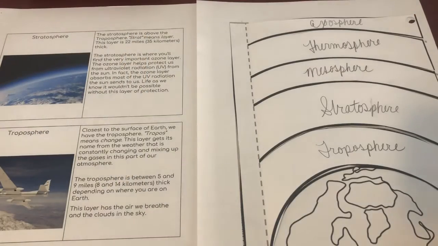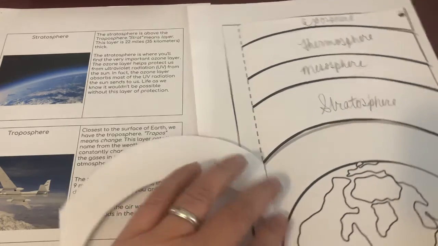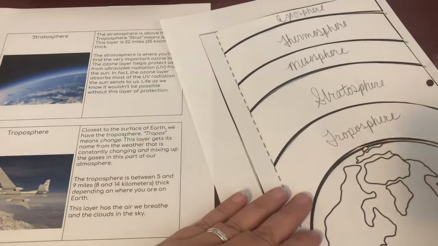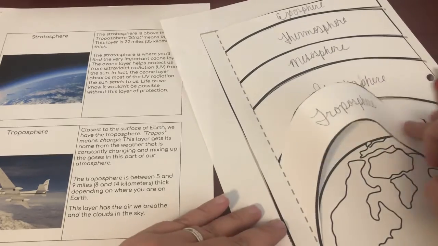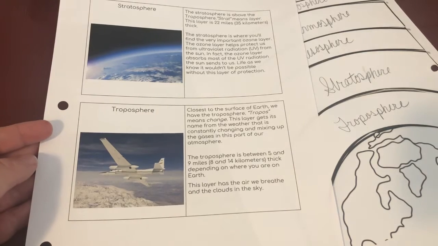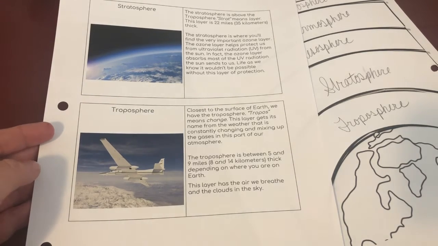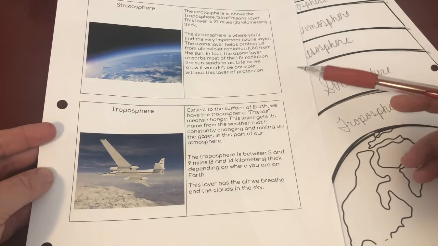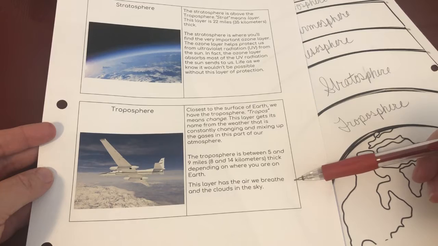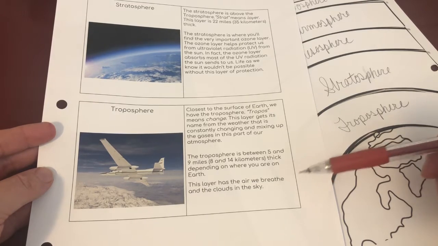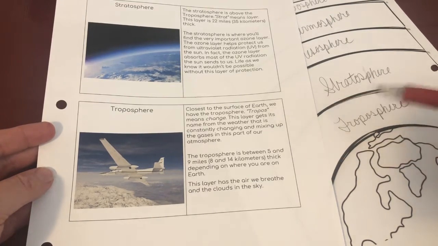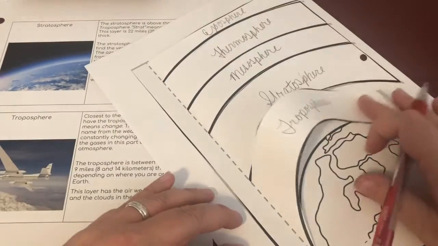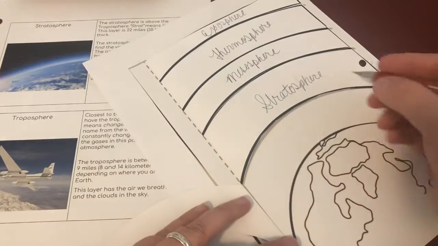You are then going to lift each flap and write a fact about this layer. So the troposphere. You can either look at your cards that were provided, you could look at any provided links, or back at the video to come up with your fact. So for the troposphere, I remember reading that this layer has the air that we breathe and the clouds in the sky. I also read that it was the closest layer to the surface of the earth. So decide what facts you want to write and write them in.